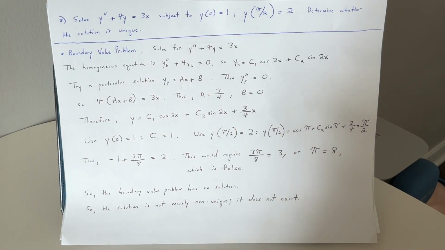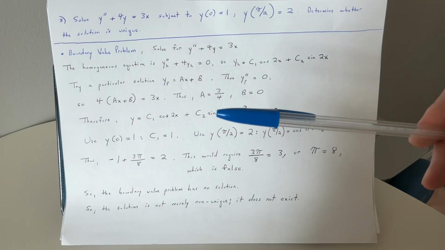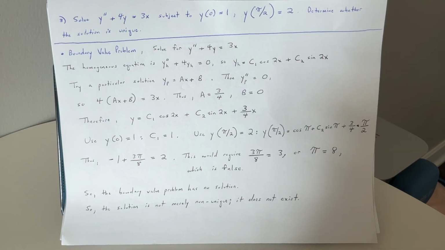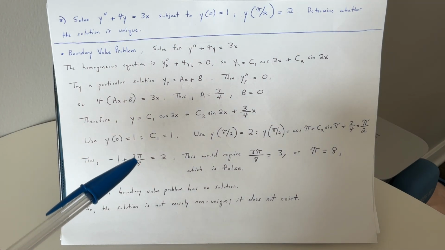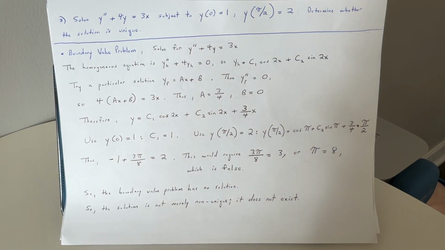Therefore, y is going to equal c sub 1 cosine 2x plus c sub 2 sine 2x plus 3/4 x. And if we use y of 0 equals 1, c sub 1 equals 1, and use y of pi over 2 equals 2, and y of pi over 2 is going to equal cosine pi plus c sub 2 sine pi plus 3/4 times pi over 2. So what we're going to get from there, negative 1 plus 3 pi over 8 equals 2.